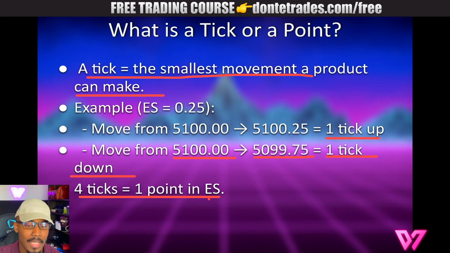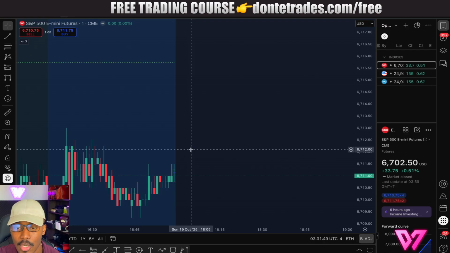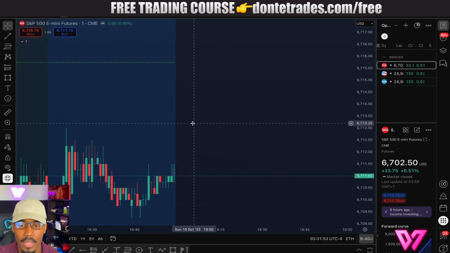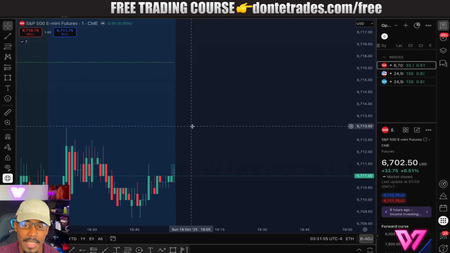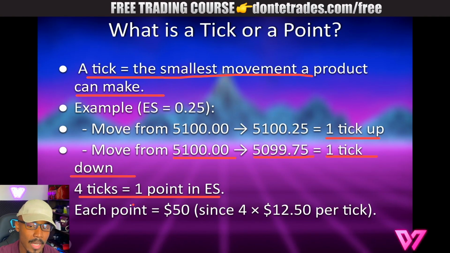So 4 ticks equals 1 point on the ES. Again, on the ES we see the price is 6,711, and if we go up 1, 2, 3, 4 ticks to 6,712, that is 1 point. And from 6,712 to 6,713, that's 2 points, right? So that is what a tick or a point is.